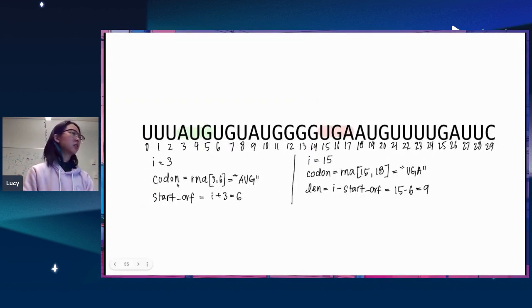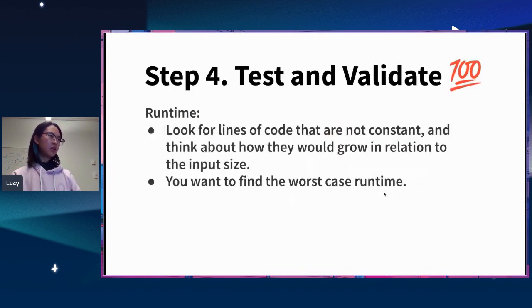So the codon is just the RNA 3 to 6, and since it's a start, we will assign start orf to 6, then i is 15, and if the codon is a stop, we'll find the length. Okay, so now we have to test and validate our solution. Fortunately today our solution has no bugs, but that's because it was in a workshop.